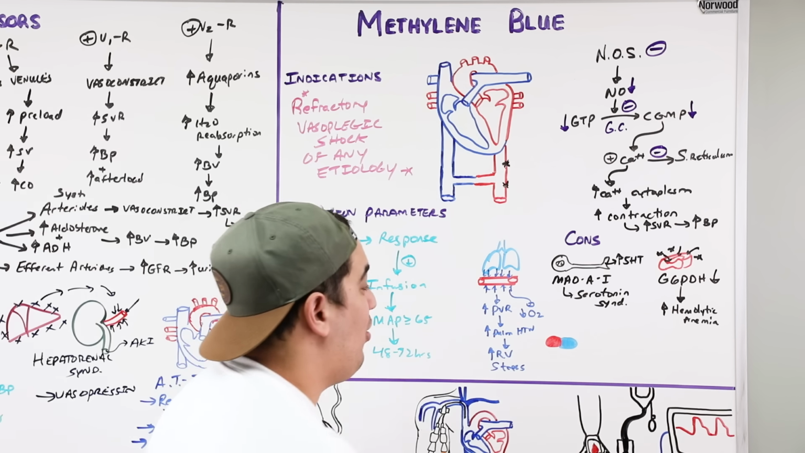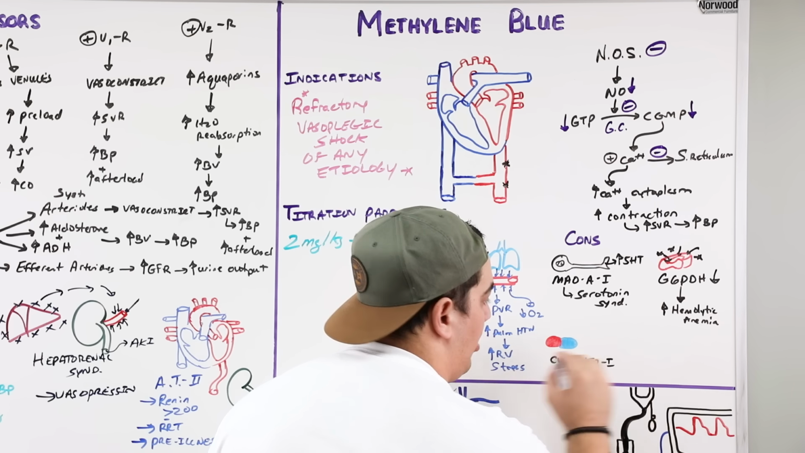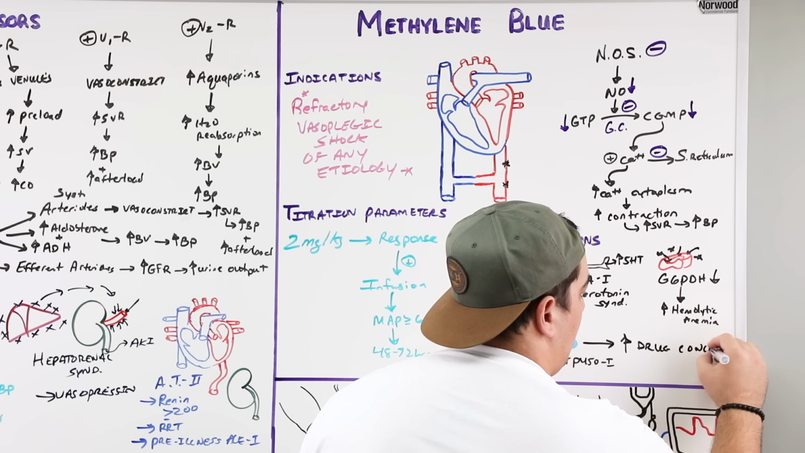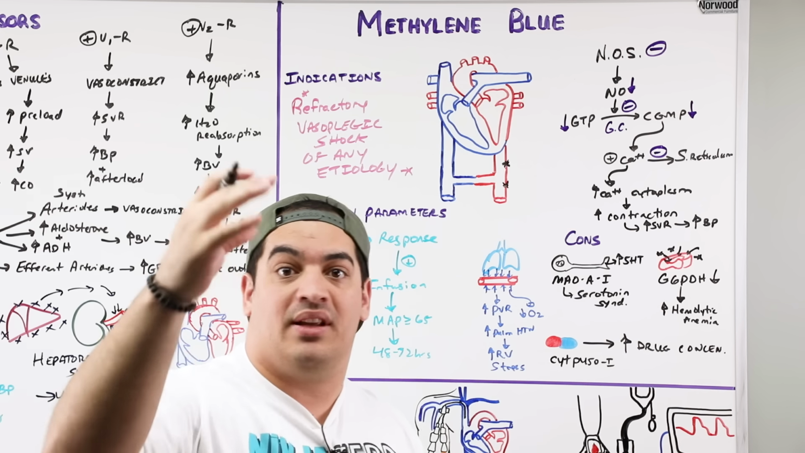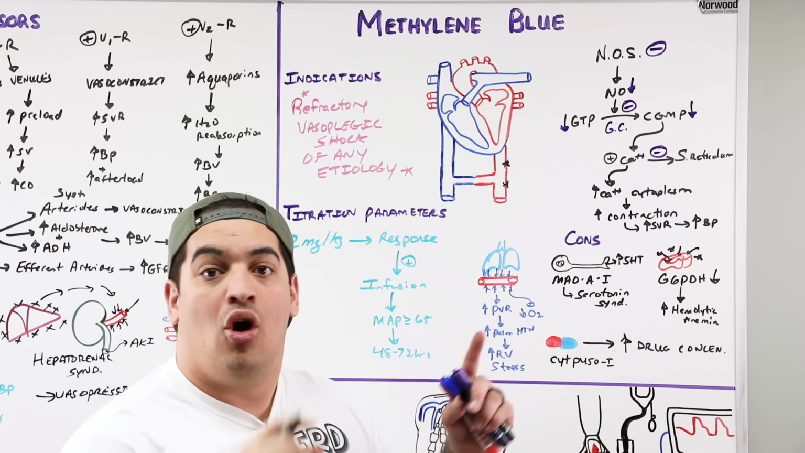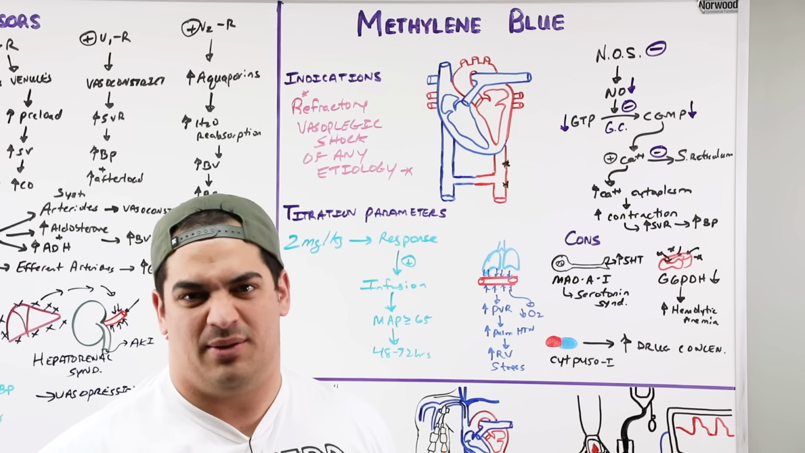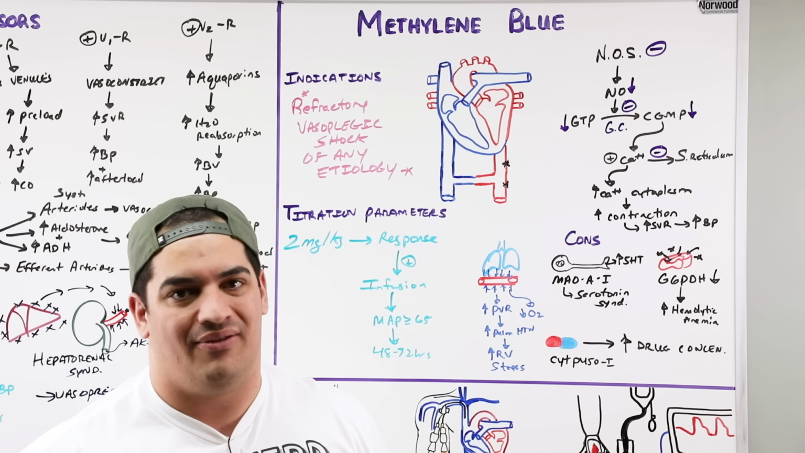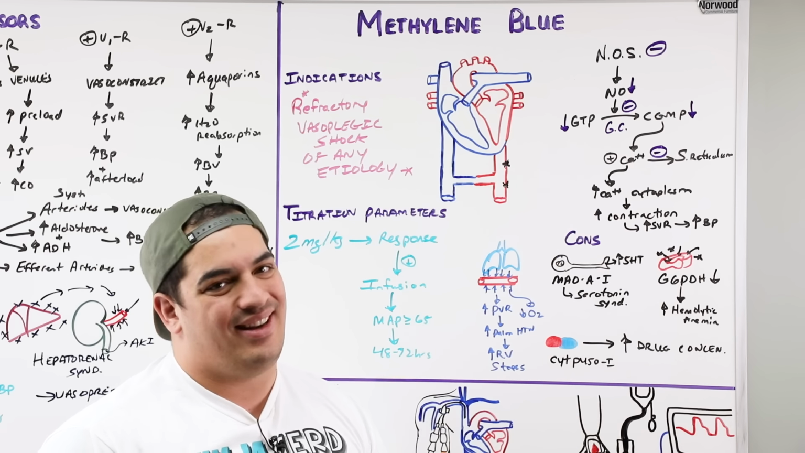what else? It also interferes with the cytochrome P450 system. It's an inhibitor. So because it's a cytochrome P450 inhibitor, it increases the concentration of other drugs. So if you give someone warfarin, if you give someone fentanyl, if you give someone digoxin, and you give them methylene blue, all of those drugs are going to be in higher concentration than they should be because the methylene blue inhibits that cytochrome P450 system. So the metabolism of those other drugs is affected in that sense. So you see how it can be a very powerful drug, but there is a ton of different cons associated with it.